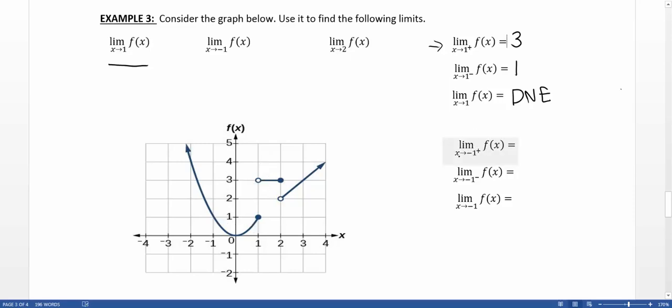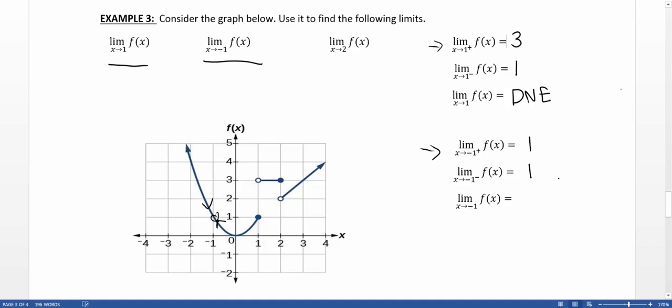Now let's consider what happens as we approach negative 1. So as we approach negative 1, again, we're going to consider what happens from the right and the left. So let's start by looking at what happens when we approach from the right. So that means we're starting with values a little bit to the right of negative 1. So as we approach negative 1 from the right, the y value that we're approaching is positive 1. Similarly, when we approach negative 1 from the left, we are also approaching a y value of 1.